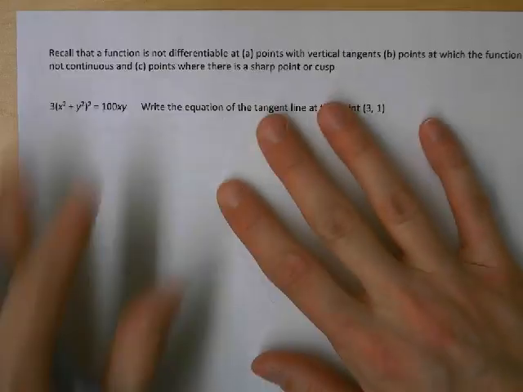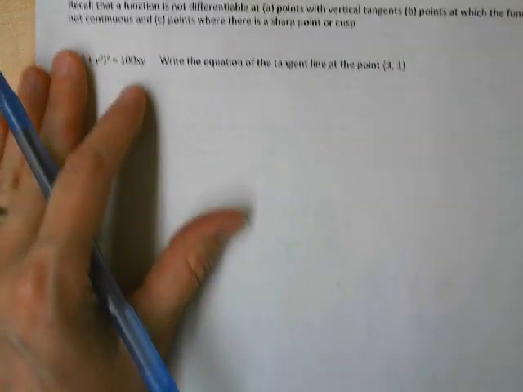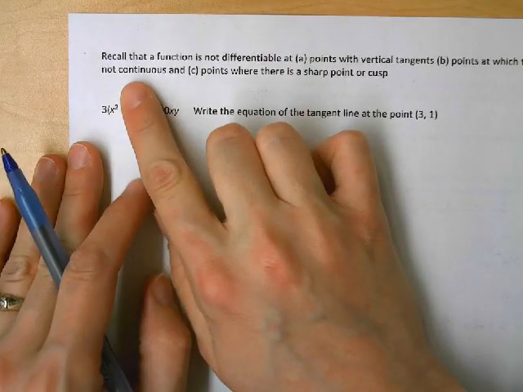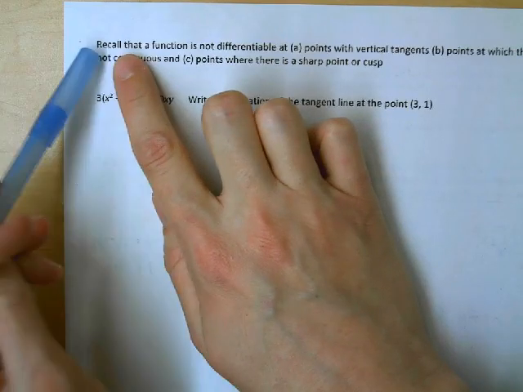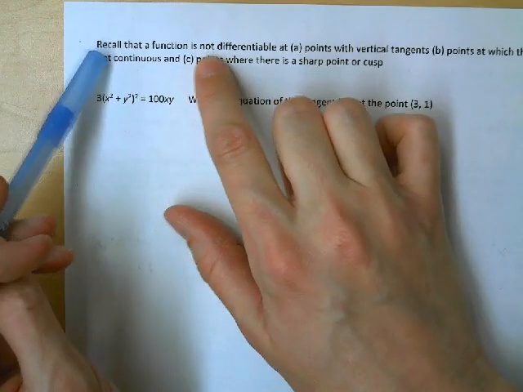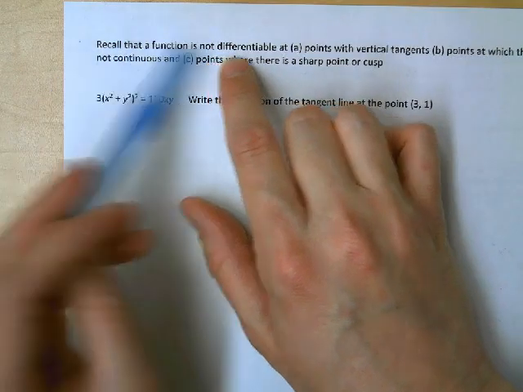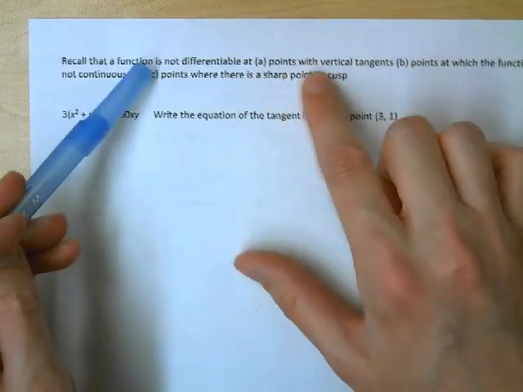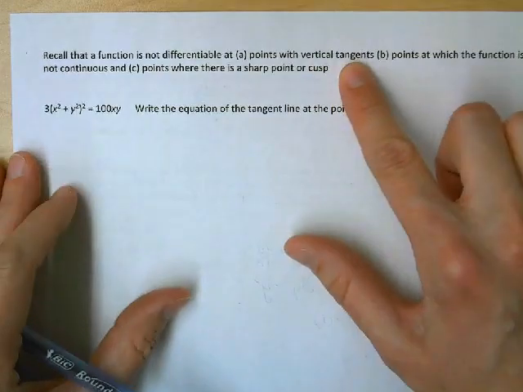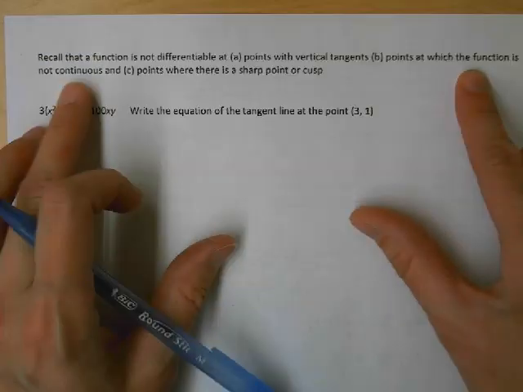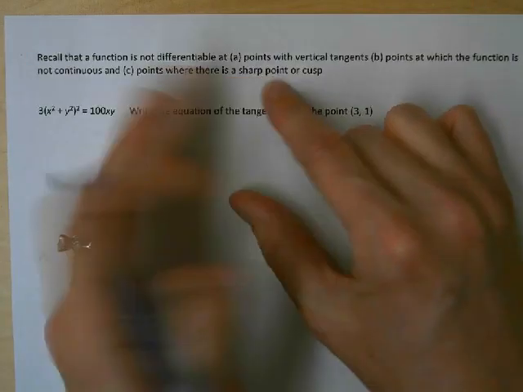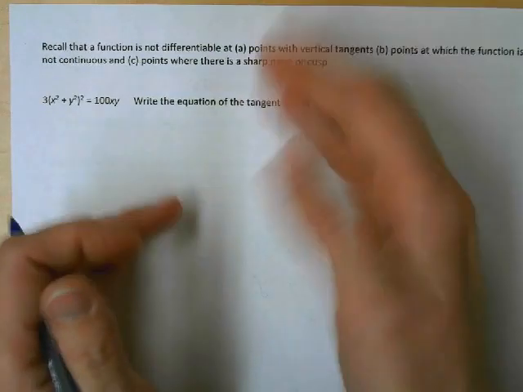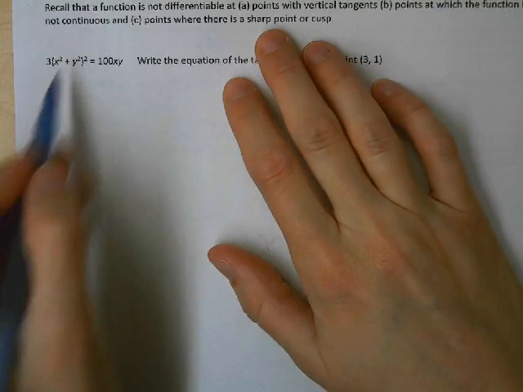Okay, so now we're going to go to the back of our notes. We're almost done here. So it's just like recalling that you can't differentiate at points where there are vertical tangents, at points where the function is not continuous, or at points where there's a sharp point or a cusp. Like an absolute value function at a sharp point at the bottom, you couldn't find the derivative right at that point. Derivative does not exist when you have a sharp point.